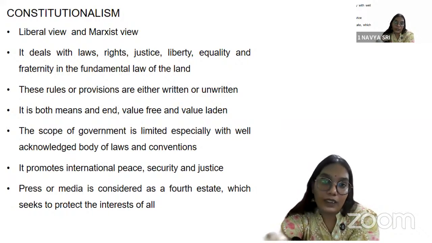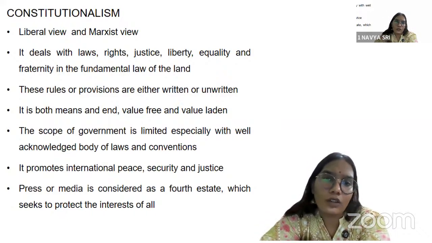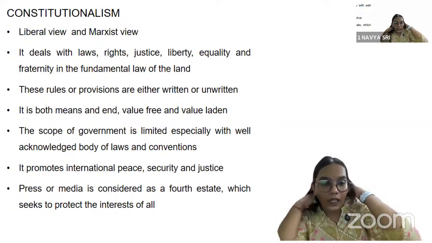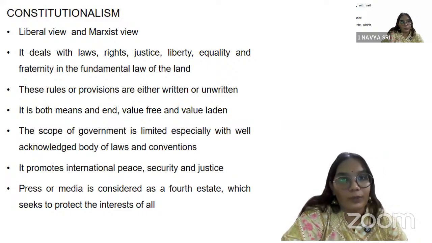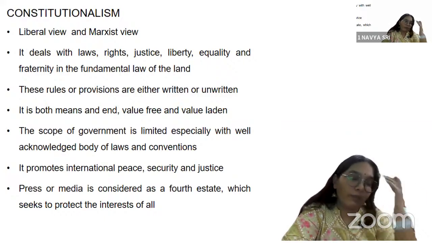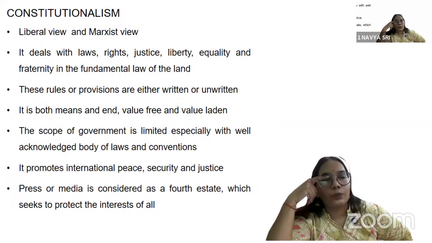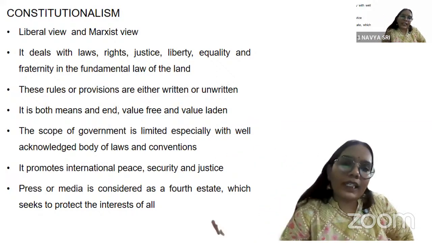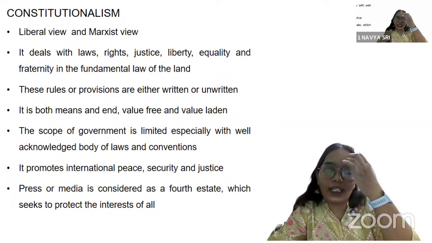Now it promotes international peace, security, and justice. So this has been the basic notion of the constitution of any country. So the main aim is to promote international peace and prosperity. And press and media is considered the fourth estate, which seeks to protect the interests of the people. So the role of media is very important. This is how the public outcry could reach the government, or government procedures and acts could reach the public. So they act as a mediator, and they are also there to protect the interests of the people. Initially they are there to protect the interests of the people.